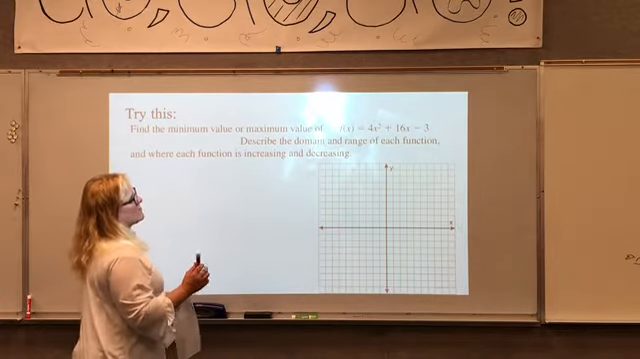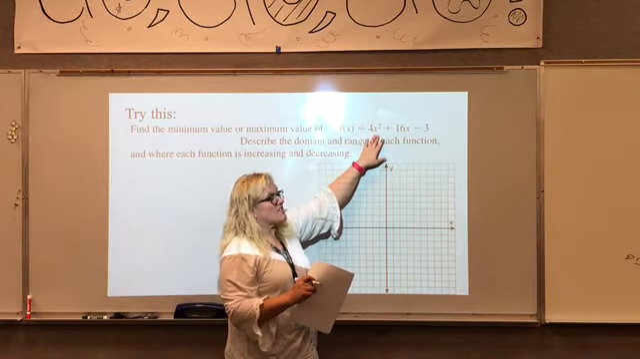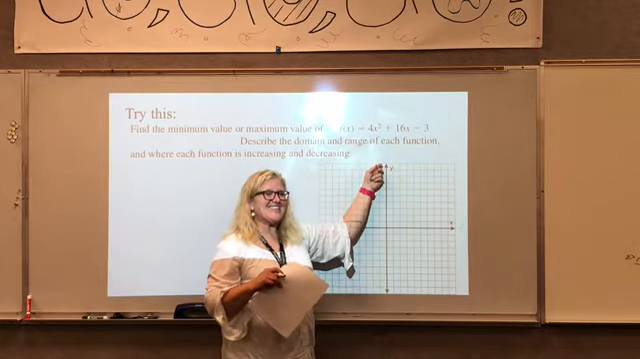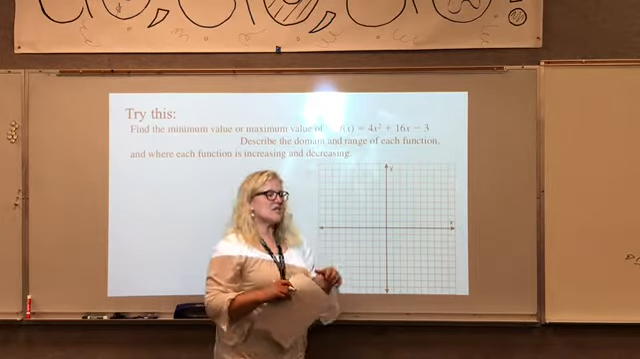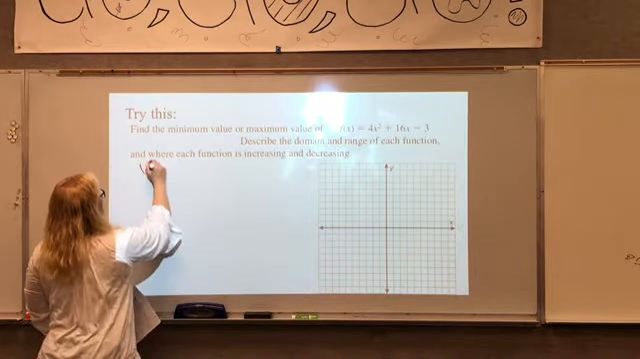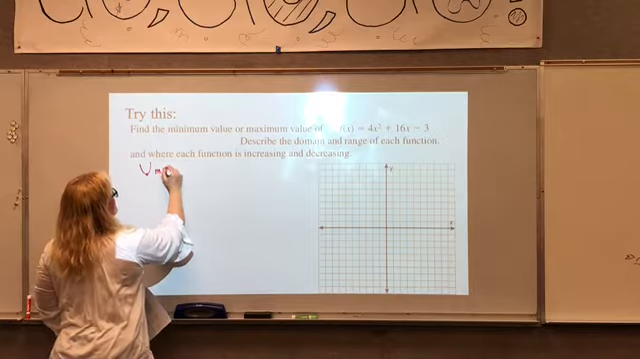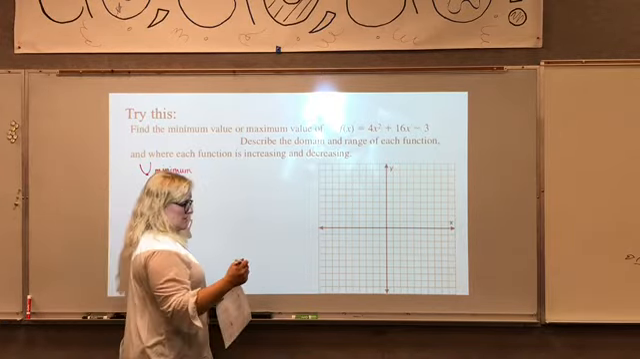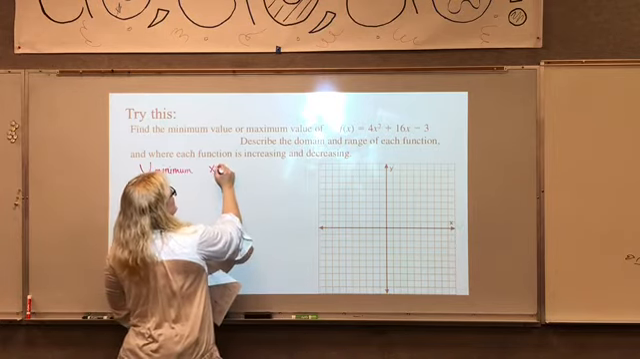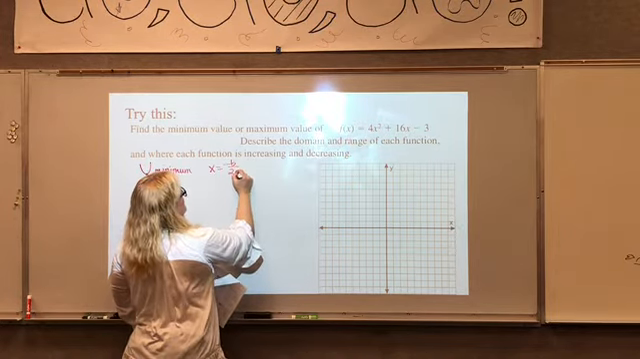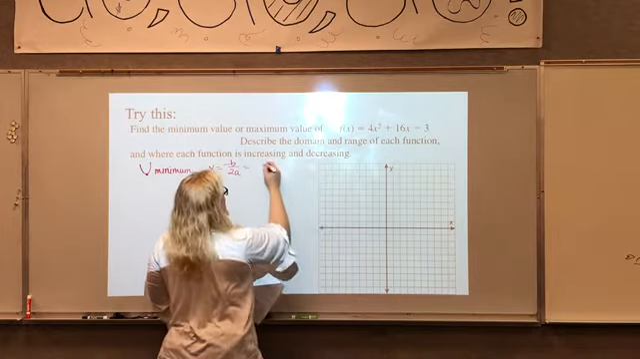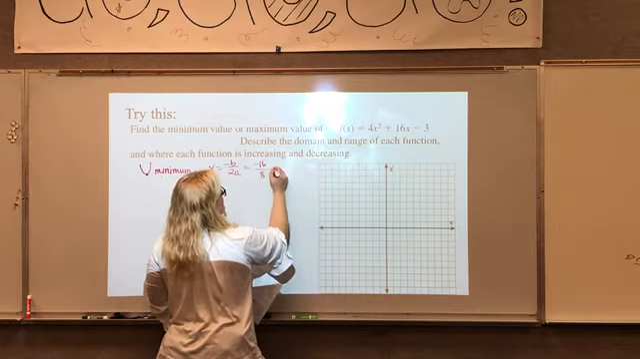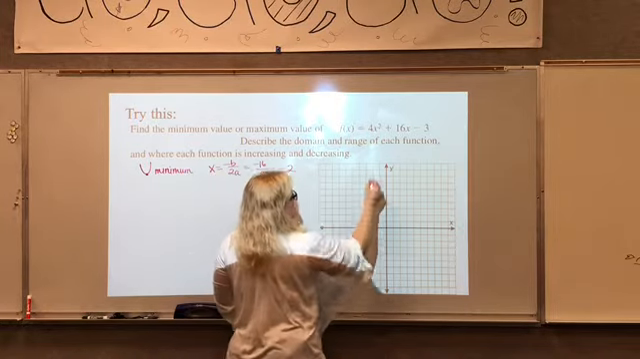So, okay, I'm looking, and first of all, I see that it's going to open up. This is positive. I'm a positive person, I'm smiling, so I'm opening up. So that means, since it opens up, I'm going to have a minimum. So let's find the vertex. So x equals negative b over 2a, which is negative 16 over 2 times 4, which is 8. So my axis of symmetry is negative 2.